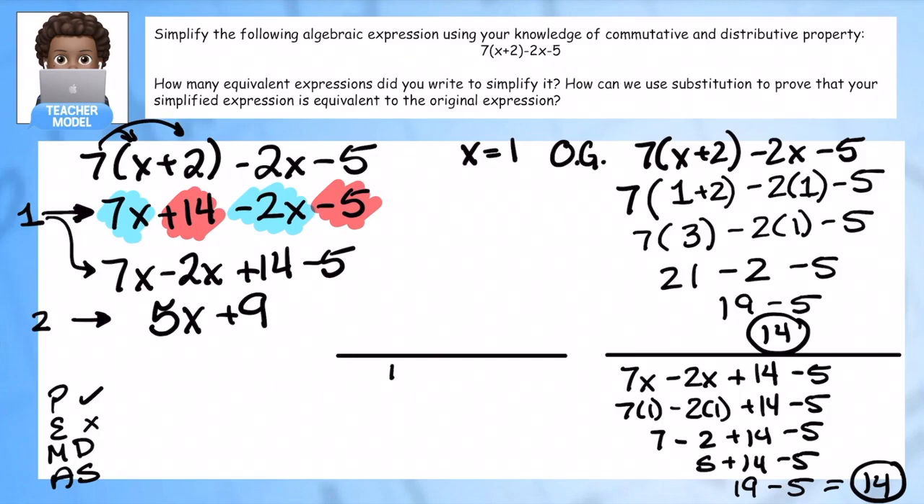So this one's nice and easy. 5x plus 9. So 5 times 1 plus 9. 5 times 1 is 5. 5 plus 9 is 14. So all three of them are equivalent.